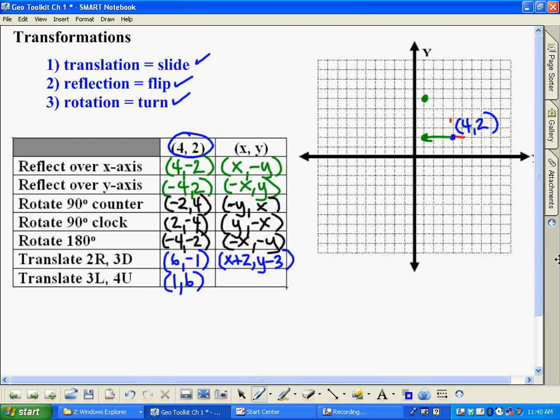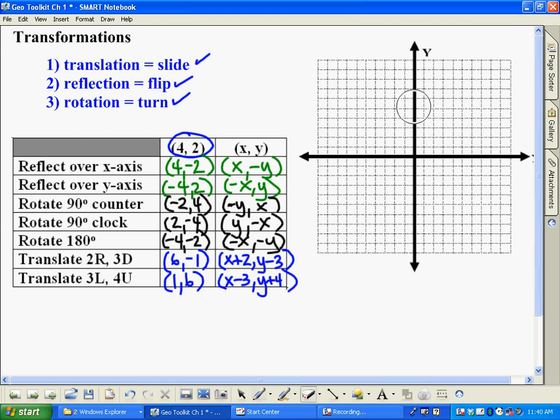1, 6. And you'll notice here that what happened is 4 to 1, we went down 3, so that would be x minus 3. So anytime you go to the left, x is going to go down. And we go from a 2 to a 6, so when we go 4 up, we're going to take whatever y was and add 4. So those are just some general principles here that you can apply to any points whatsoever.